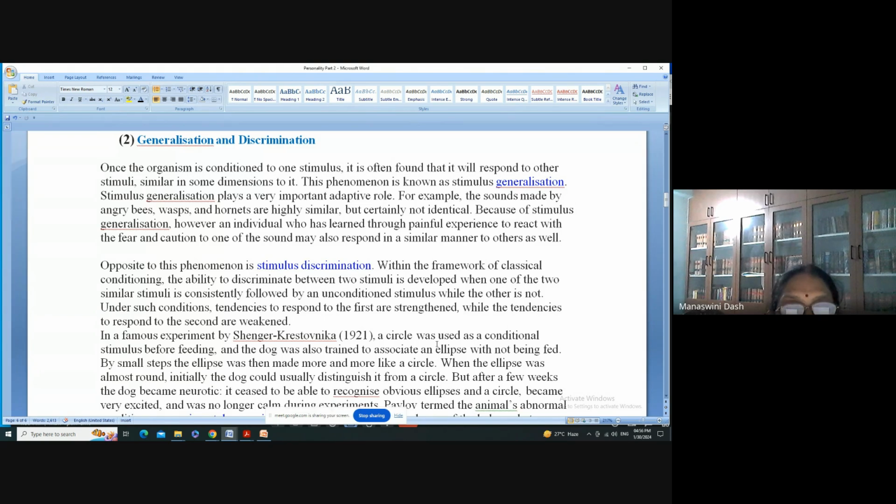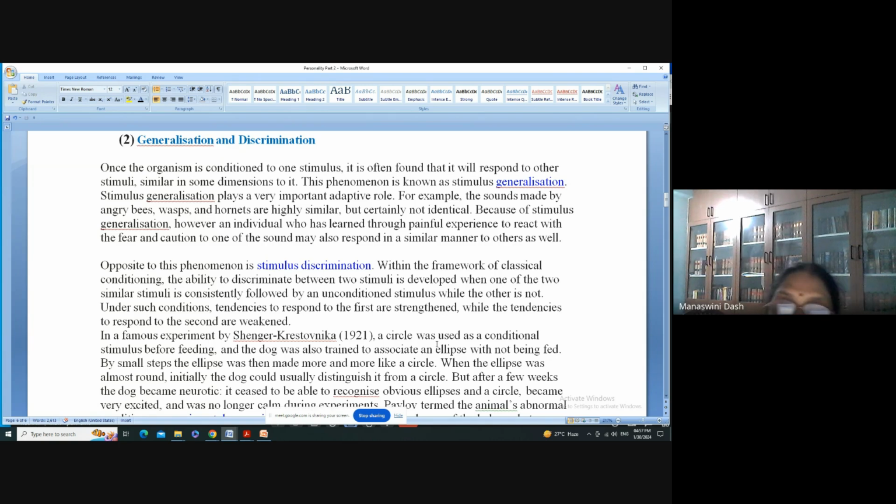Opposite to this phenomenon is stimulus discrimination. Within the framework of classical conditioning, the ability to discriminate between two stimuli is developed when one of the two similar stimuli is consistently followed by an unconditioned stimulus, while the other is not. So there are two similar stimuli and the organism is reinforced for one stimulus and not reinforced for the other.